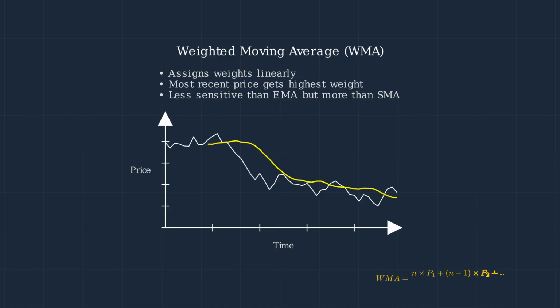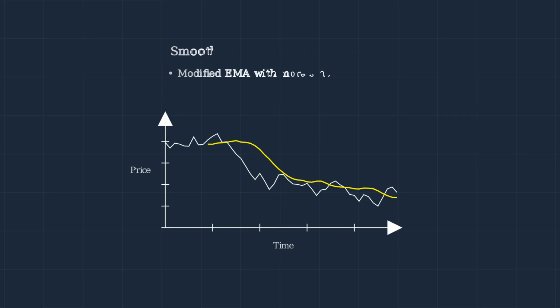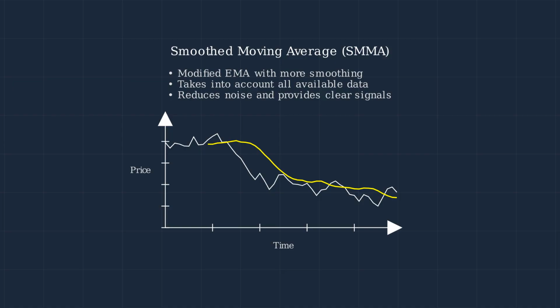It's less sensitive than the EMA, but more responsive than the SMA, providing a middle ground in terms of reactivity. The smoothed moving average is a modified EMA that provides more smoothing by taking into account all available data. It reduces noise in the price data and can provide clearer signals with fewer false alerts.